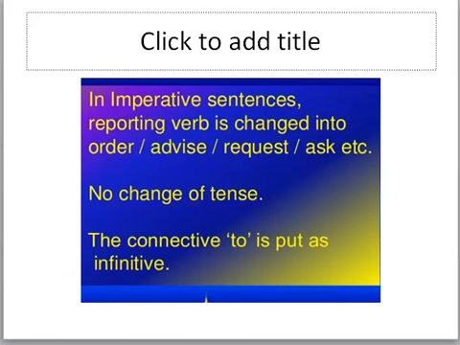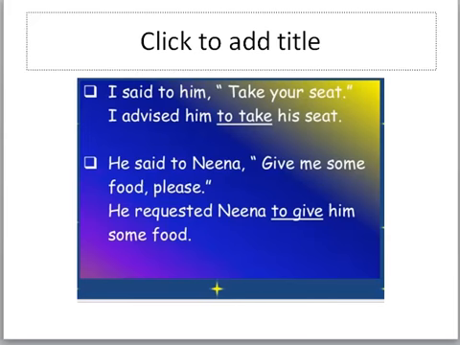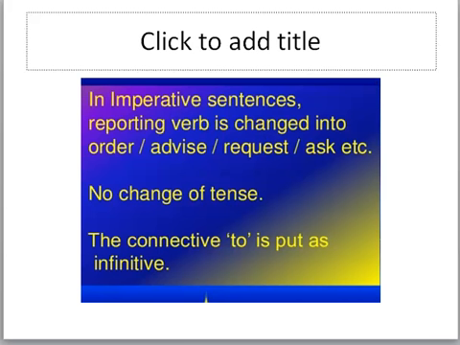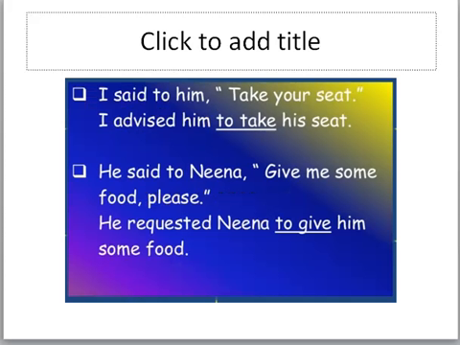So the general changes are: in imperative sentences, the reporting verb is changed into order, advise, request, or ask. And there is no change of tense. The connective to is put as an infinitive, right? So you can see here, to is used as a connective. There is no change of tense, and the reporting verb is changed into advised and requested in these two examples, right? So this is how imperative sentences get changed. And these are some of the examples that have been shared with you.